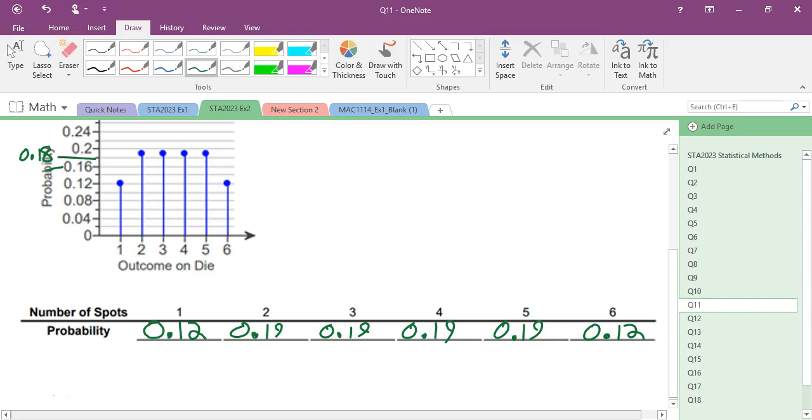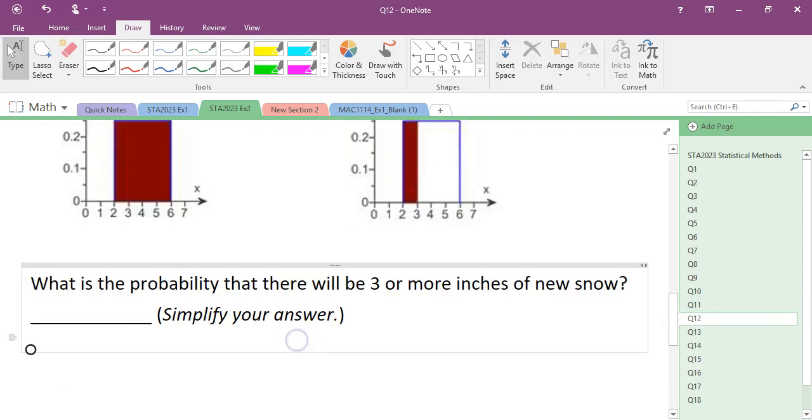Or if you think about these as percents, this is 12%, 19%, 19%, 19%, 19%, 12%. Add all those up, they should add up to 100%. No drop downs on this one, just filling in.